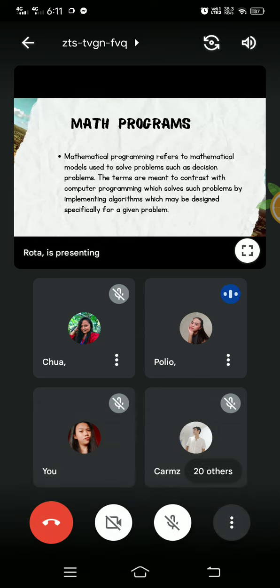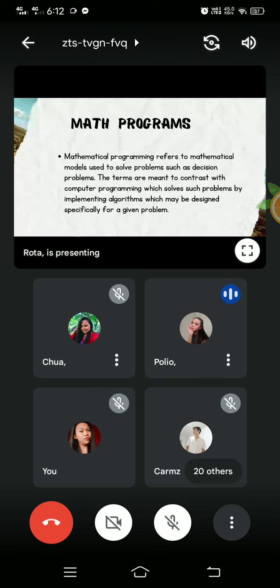So, mathematical programming refers to mathematical models used to solve problems such as decision problems. The term is meant to contrast with computer programming, which solves such problems by implementing algorithms which may be designed specifically for a given problem.